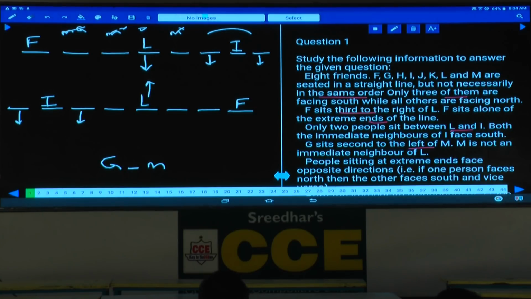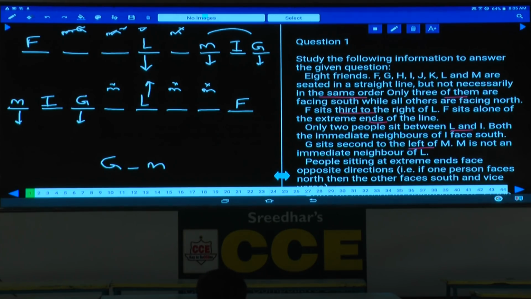Now, in this one, these 2 persons are facing towards south, out of which G sits second to the left of M, then M will be here and G will be here. Then only G sits second to the left of M is valid. And at the same time, this M is not seated adjacent to whom? M is not seated adjacent to L. Hence, M cannot be in these 2 places. And M cannot be here as well, because if M is here, then G and L must be in the same place. Hence, M cannot be here. Now, these 2 persons are facing towards south and G sits second to the left of M. Hence, G must be here and M must be here. Done with this? Then G sits second to the left of M.